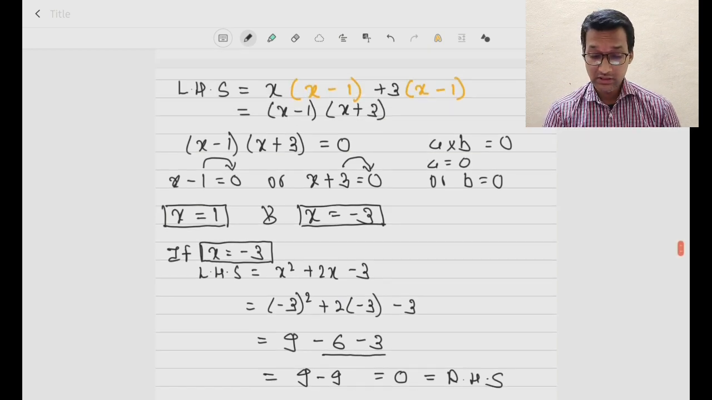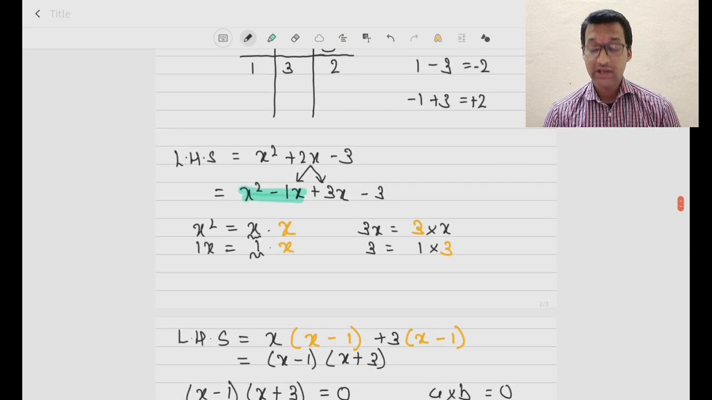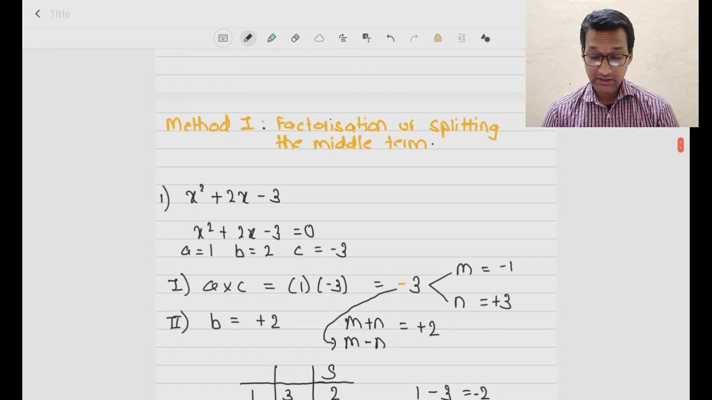So this is the method which is called factorization or splitting the middle term. In this method, we will find factors of the quadratic equation. Most of the times there will be two factors, and sometimes there will also be one factor of the quadratic equation.